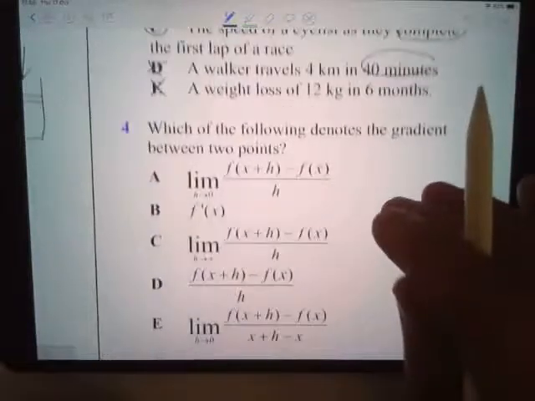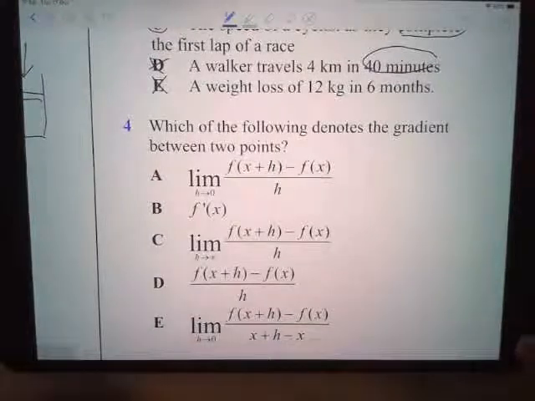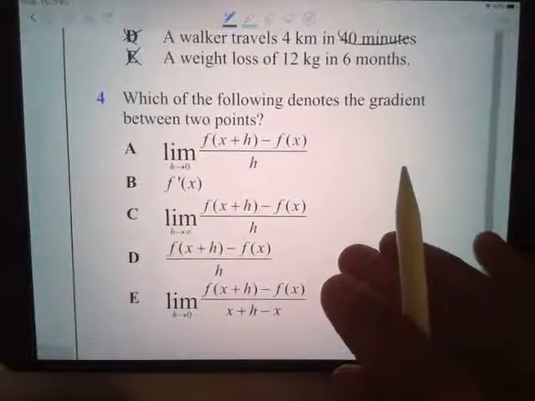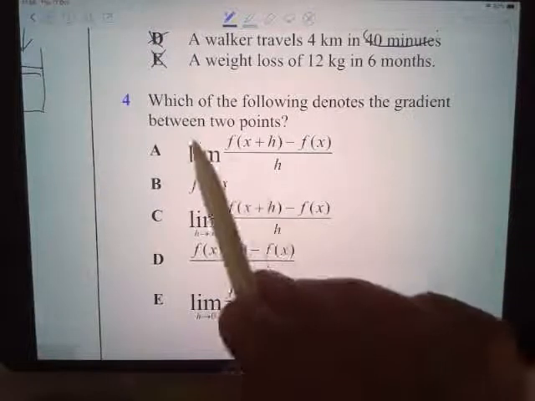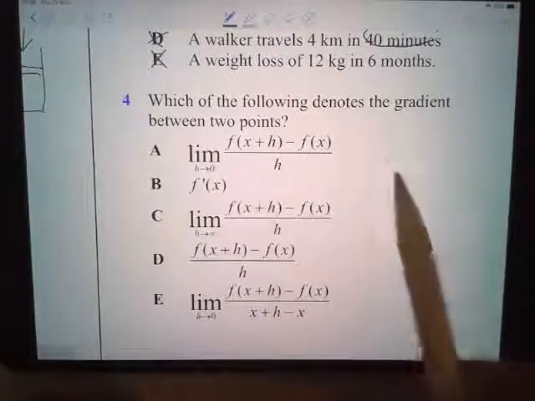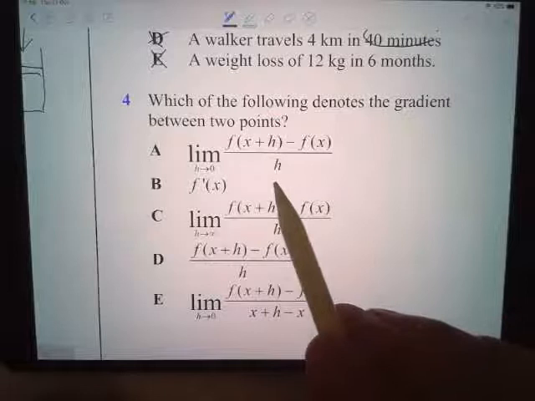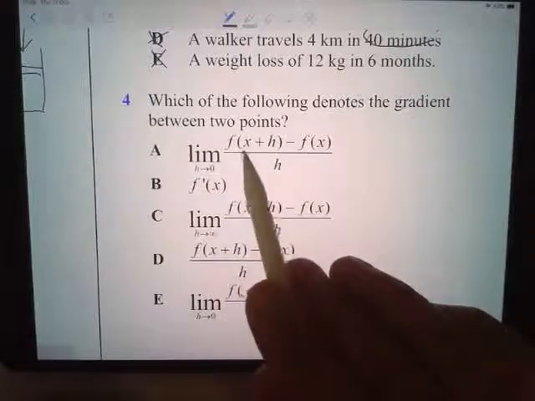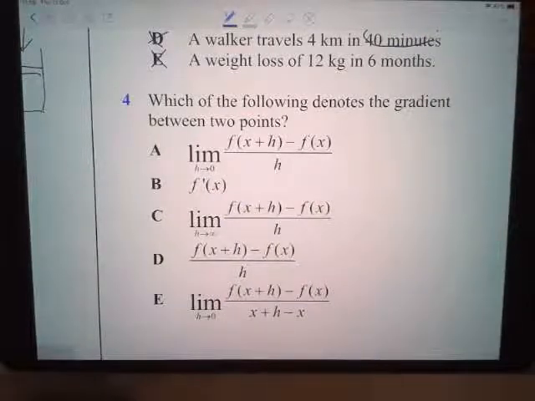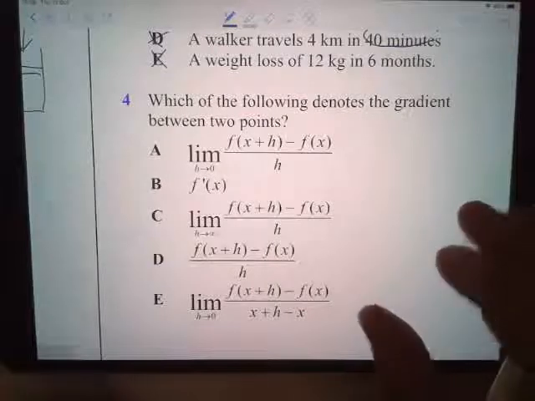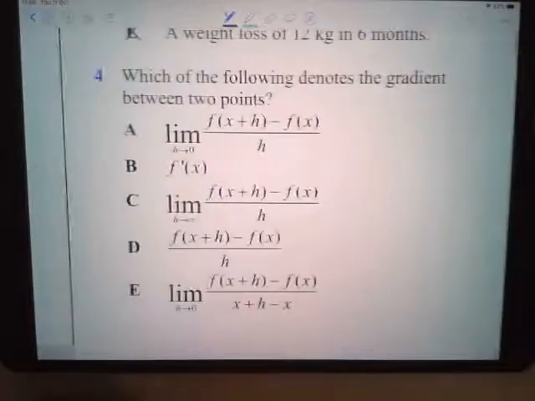The last question I'm going to also take a little bit of time to explain because we'll cover quite a few things here. In number 4 they ask, which of the following denotes the gradient between 2 points? And we look at the limit and we have f(x+h) minus f(x). So I'm going to pause the video and quickly draw a graph and remind you what this is all about.